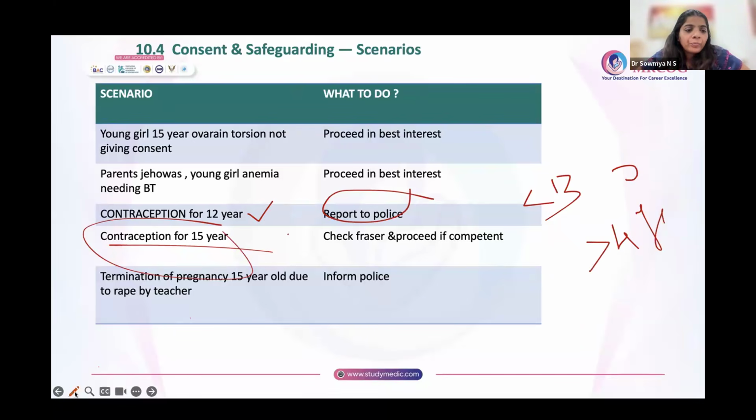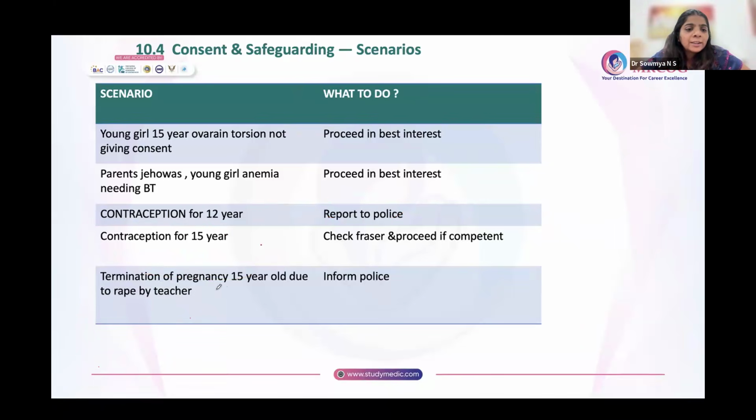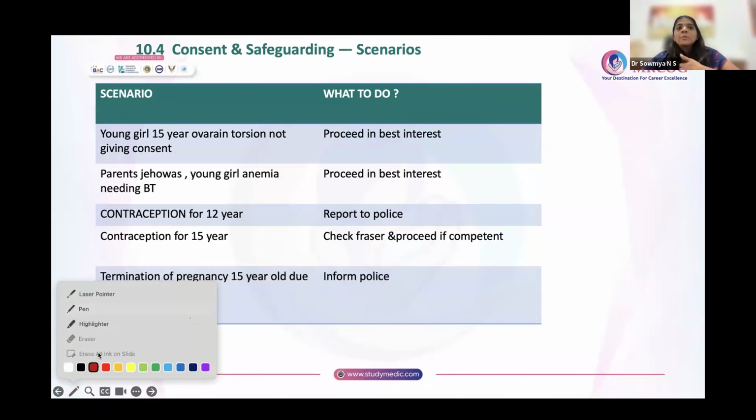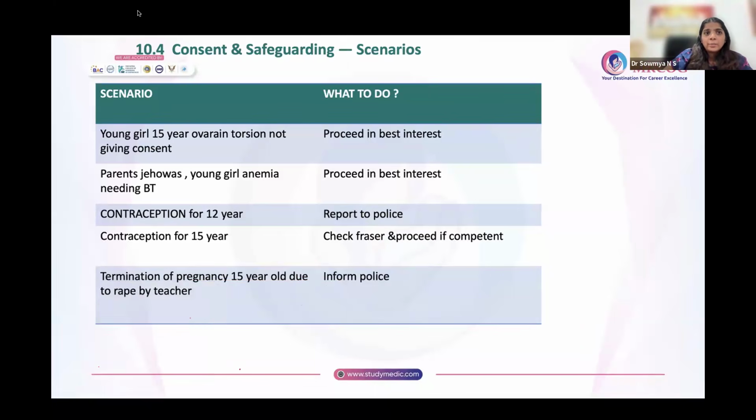Okay. Now, termination of pregnancy, a girl comes to you due to rape by a teacher. This 100% has to be informed to the police, because the teacher is in a position where they can do the same thing to other girls. Guys, please make sure to give me a reaction, because these are very important cases which you can get in the exams. I hope all of you are clear about this. Okay, fine.